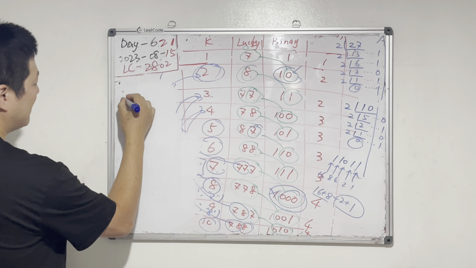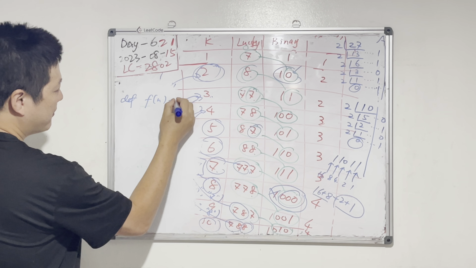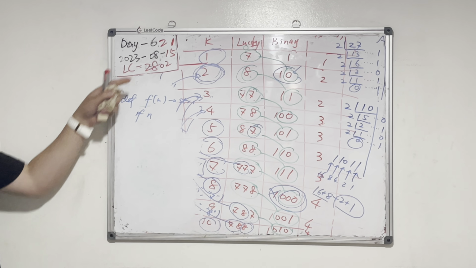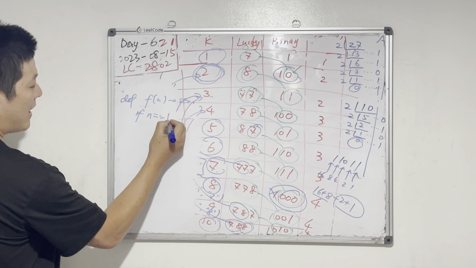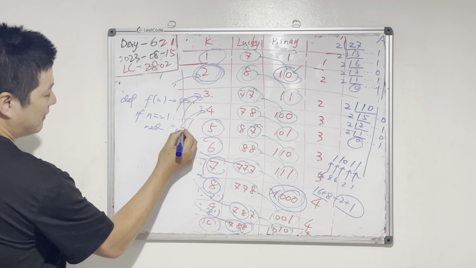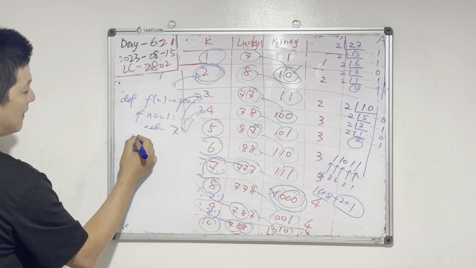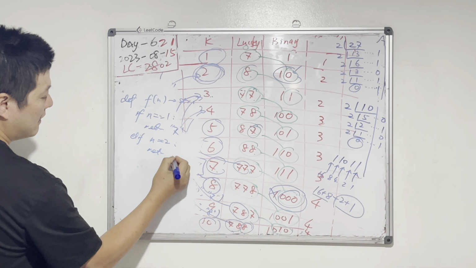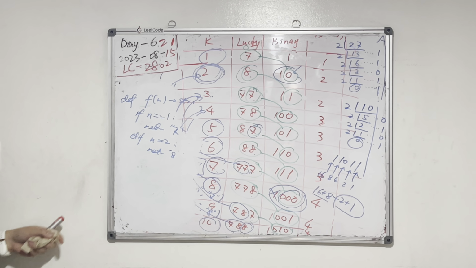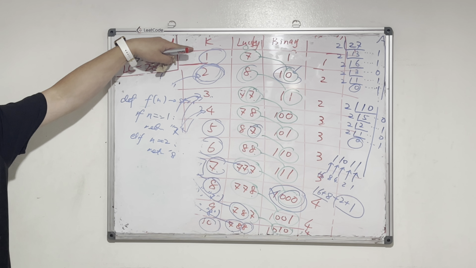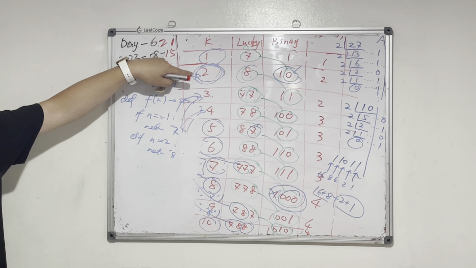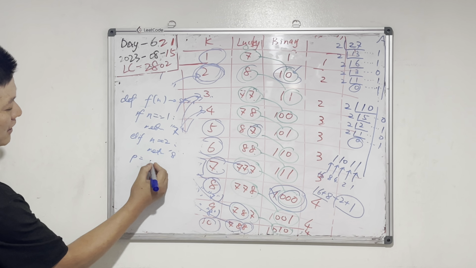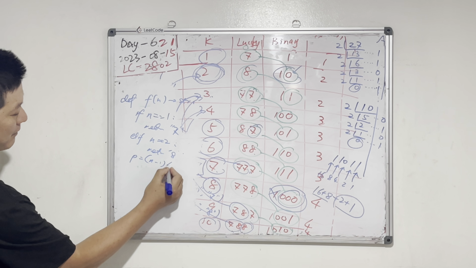So the recursion formula defines Fn. These two are the base cases. If n equals 1, return 7. If n equals 2, return 8. The first and second lucky numbers we know are 7 and 8. Then for the rest, the previous index equals (n minus 1) divided by 2.